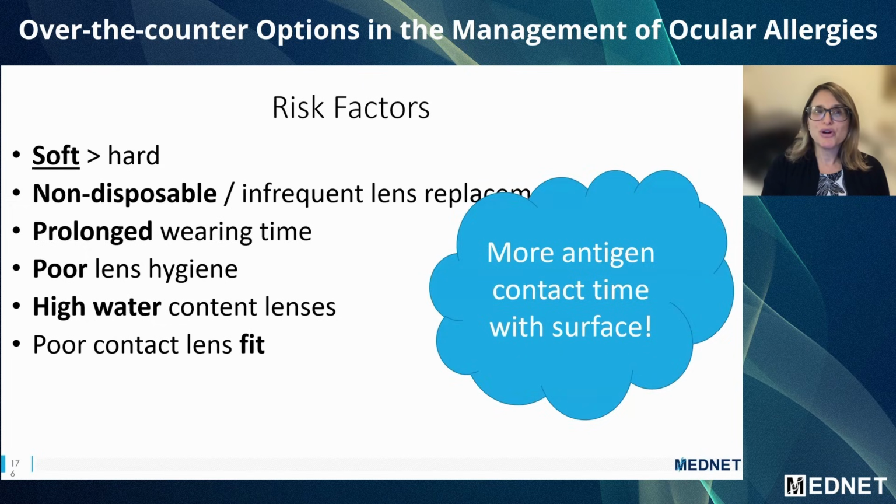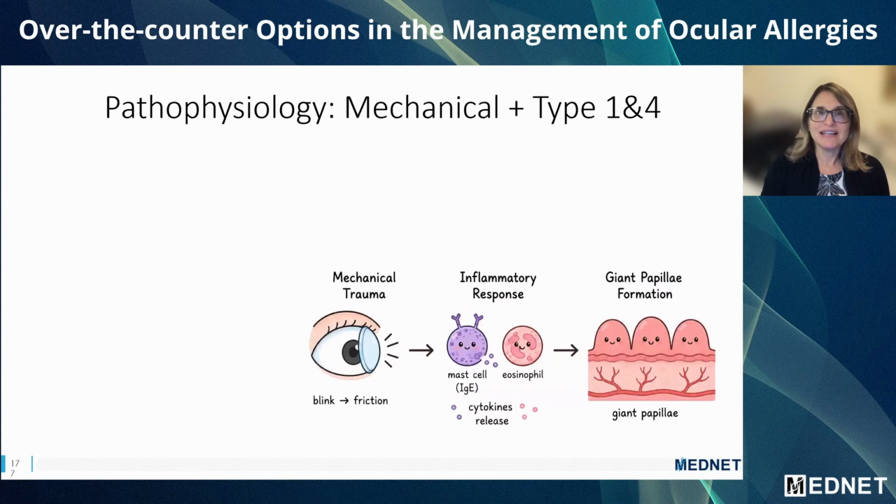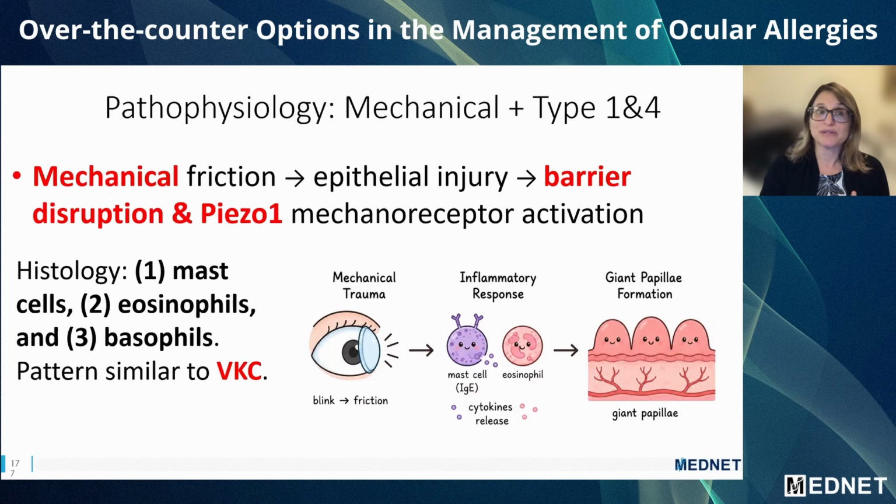So prolonged wear time, poor lens hygiene, high water content, all of those are really risk factors to let whatever antigen people are responding to contact their surface. But there are also other risk factors like using an allergenic contact lens solution or just a systemic predisposition to having atopy. And here, there are some differences along with the type 1 hypersensitivity that keeps on coming up. We think it's actually a mechanical issue where you get tissue injury and barrier disruption, and you have these mechanoreceptors activating and causing an inflammatory response.